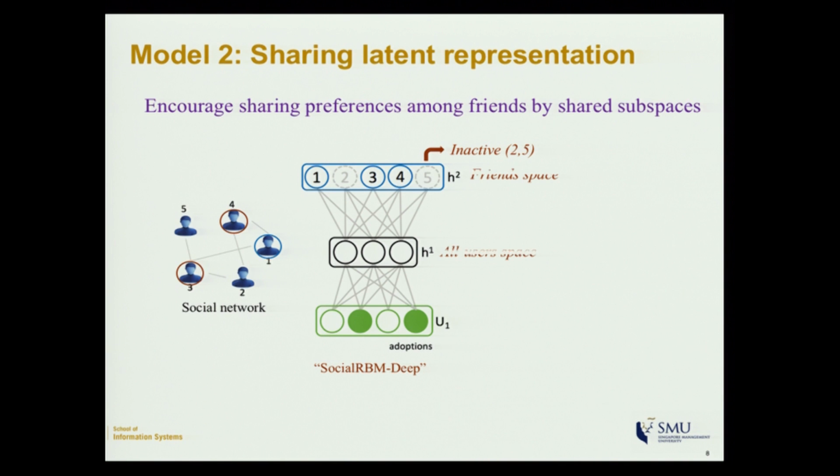The idea behind this model is that we try to create extra space so that users who have a connection in the network have a small space to make the sharing. We call this model the social RBM diff. So those are our two proposed models.